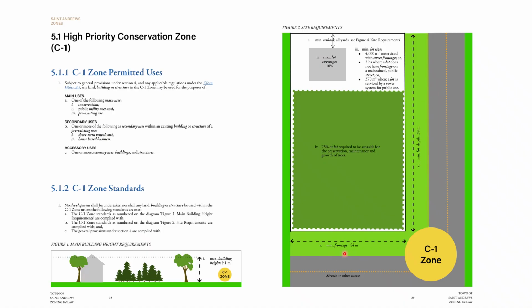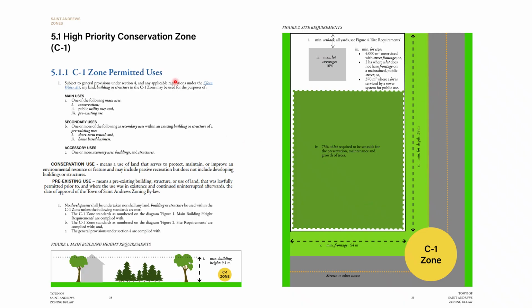So we show here a diagram with the minimum lot frontage, minimum lot depth. In this case, this zone requires 75% of the lot to be set aside for the preservation, maintenance, and growth of trees. Also talks about minimum lot size. This zone depends on, and a lot of the rural zones depend on if there's frontage on a public street. Sometimes they refer to public infrastructure like sewer systems. You also see lot coverage. Over here is the height. And this is just kind of text that says refer to these diagrams.